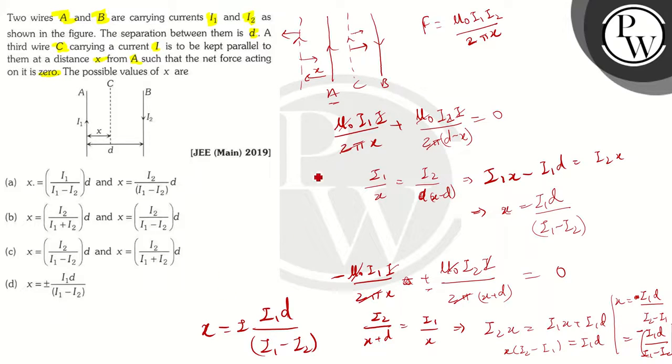Option A says I1d by I1 minus I2 and I2d by I1 minus I2. यहाँ पे I2 नहीं होना चाहिए तो दिस इज इनकरेक्ट. सिमिलरली ऑप्शन B आल्सो हैज I2 इन द न्यूमरेटर, तो ये भी इनकरेक्ट हो जाता है. ऑप्शन C के साथ भी वही प्रॉब्लम है, there is I2 in the numerator for both the values, so this is also incorrect. Option D, as we can see, it says plus or minus I1d ये करेक्ट हो गया, divided by I1 minus I2. This is the same answer which we have got over here. So this is going to be the right answer.